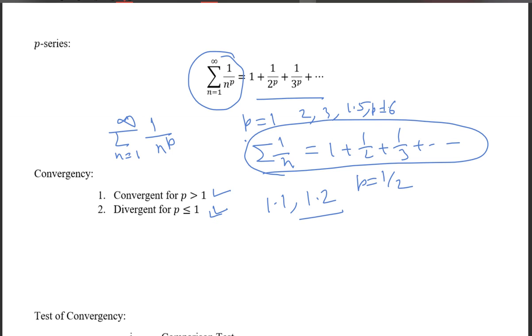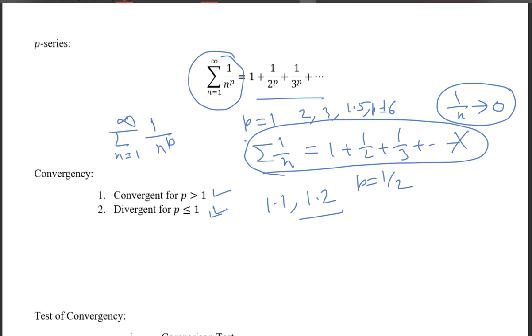So this is one counter example: the nth term is tending to 0, but the series is not convergent. So the nth term tending to 0 does not always imply that the series will be convergent. It may converge, but if the nth term is not tending to 0, it is surely divergent.